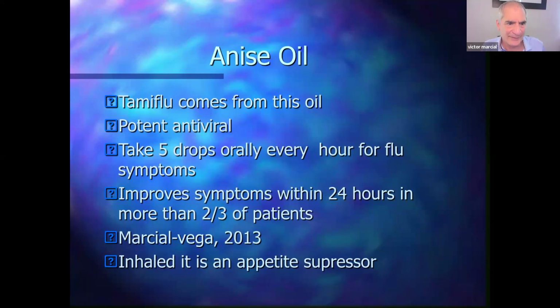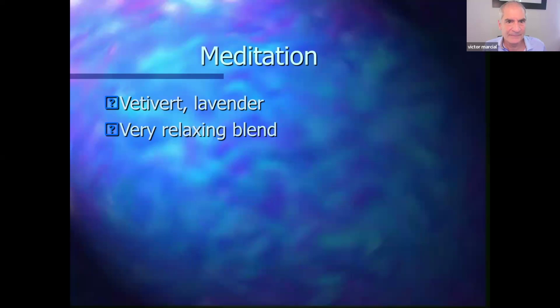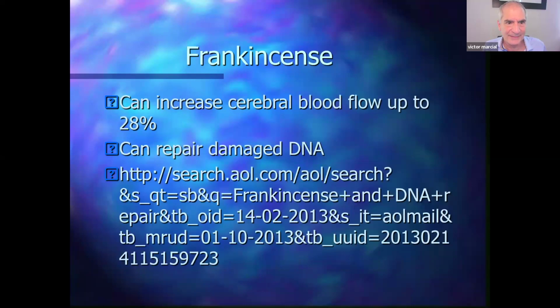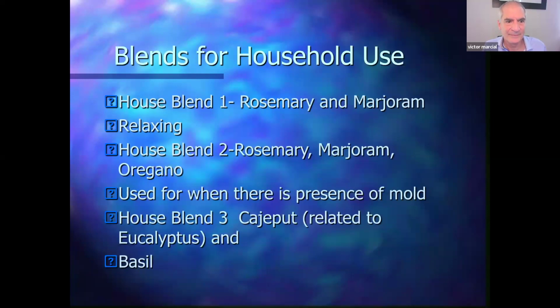Anise oil is where the Tamiflu comes from. And 5 drops orally every hour for flu symptoms may be able to improve symptoms in many of these patients. The meditation blend with vetiver and lavender is also very relaxing. Frankincense may be able to increase the blood flow of patients in the brain and may be able to repair damaged DNA. This is still under study.